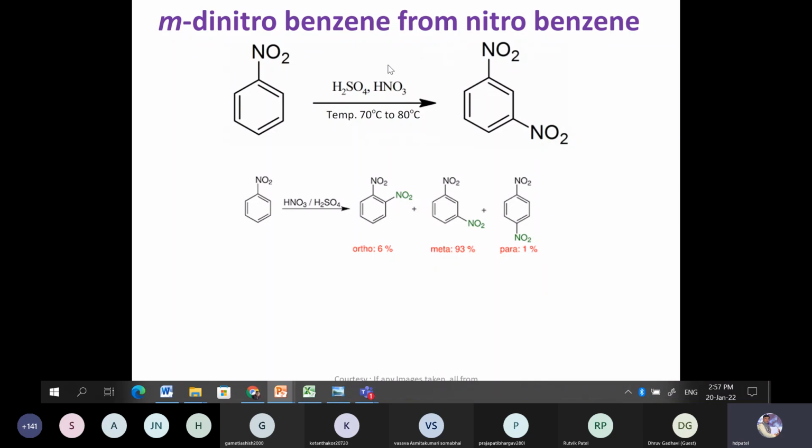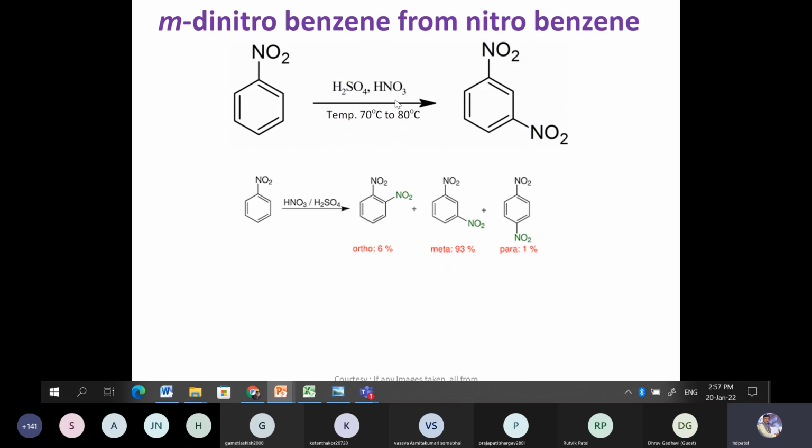Now HNO3, as per the general reaction we have discussed, acts as a reactant for this reaction, and sulfuric acid acts as a catalyst for this reaction. But the mixture of these two is known as the nitrating agent or nitrating reagent.